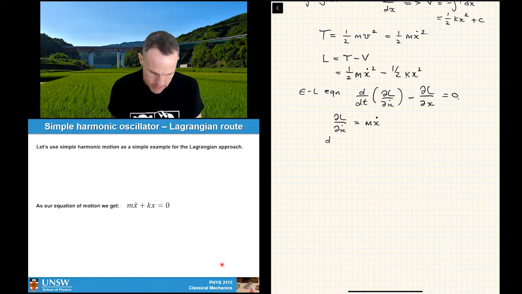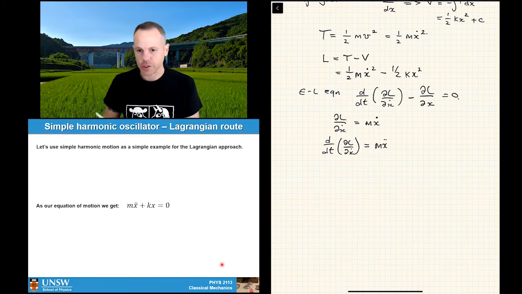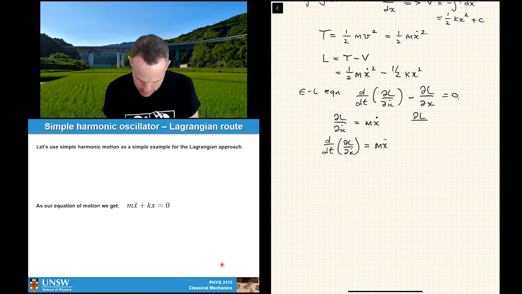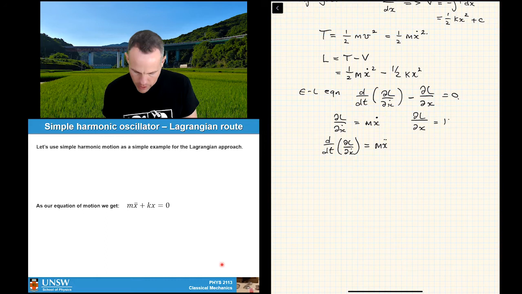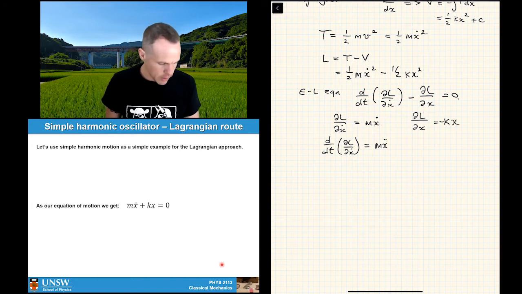And then if we're taking d/dt of that, this thing's going to be mx double dot. And of course, we don't need to take the time derivative of m because it's a constant. ∂L/∂x is then the square pops down and kills the half in our kx term, and so here we're left with minus kx, right? We have to be careful about the sign just in here.